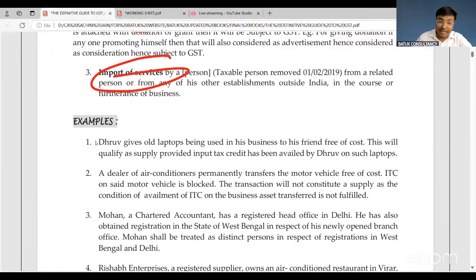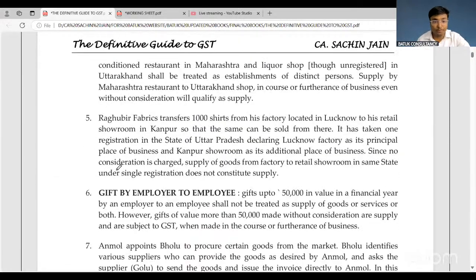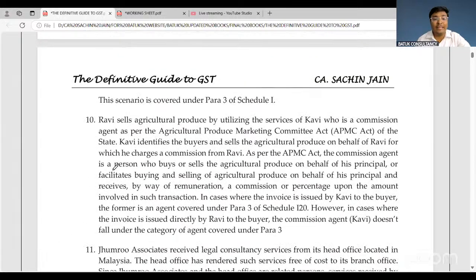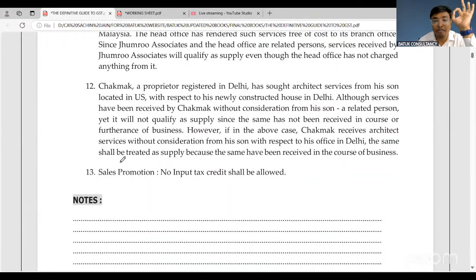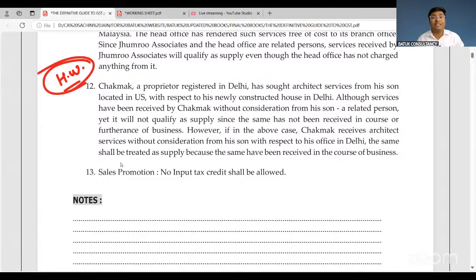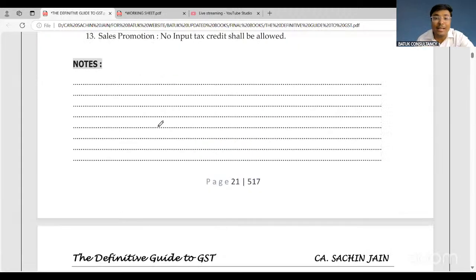Now we have these examples: 1, 2, 3, 4, 5, 6, 7, 8, 9, 10, 11, 12, and 14. I request everyone to mark them as homework. Sir, we used to do homework in school, and these 13 examples are homework for you. You just need to go through these examples, and if you find any issue, you can connect with me. Why am I providing these examples? So that it is a practical exercise, because this book is completely based on a practical approach.